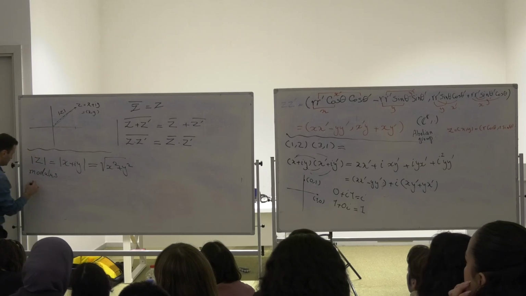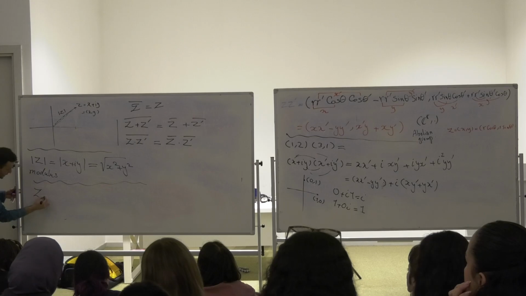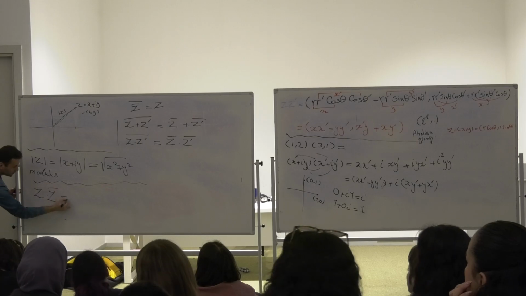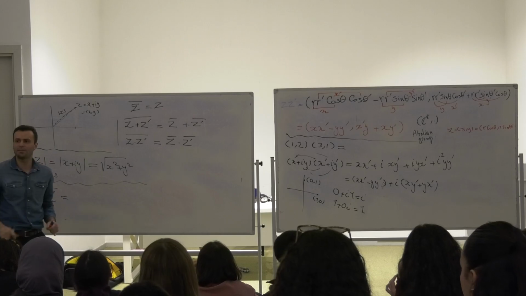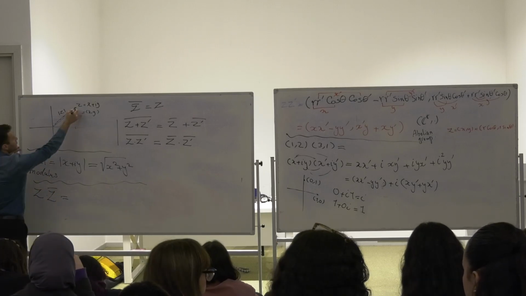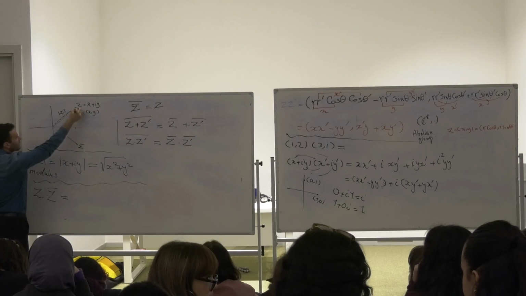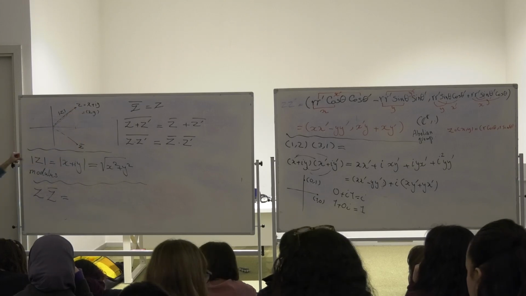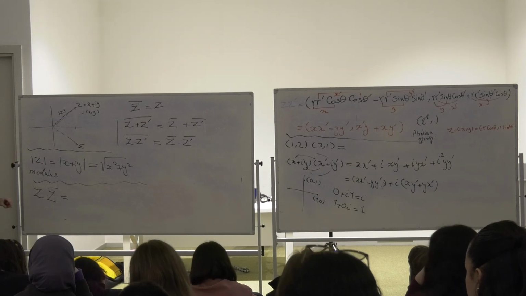One more thing. This is also important for us. If we multiply z with its conjugate, what do we have? Can you geometrically see what is happening? If I have this, and if I have its conjugate, if I multiply this with z bar, what is going to be happening? Geometrically, how can we interpret it?